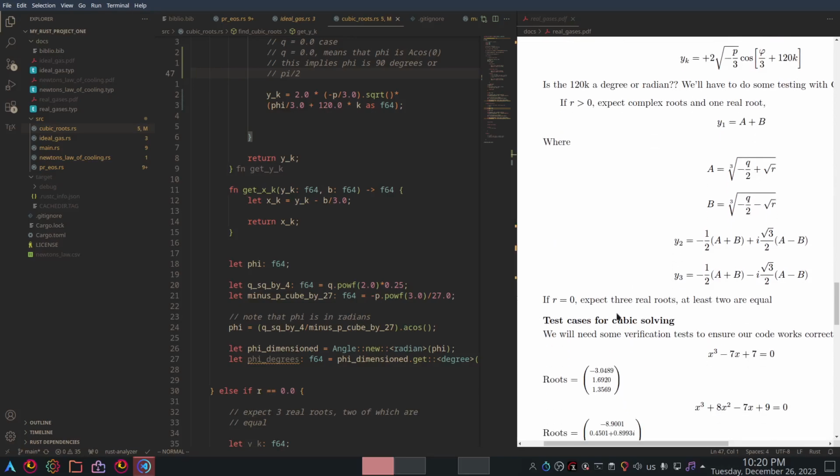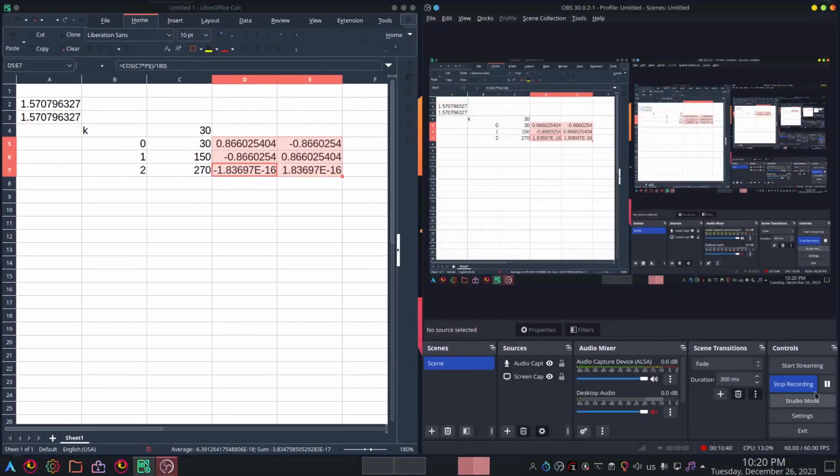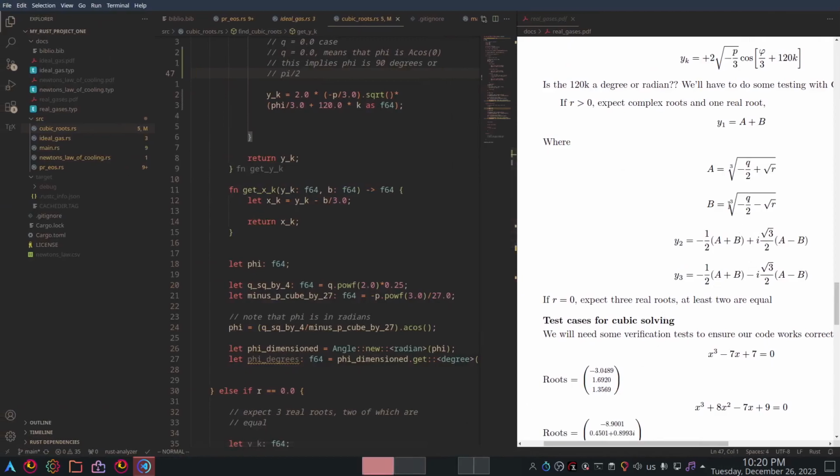Now we'll just move on to other things. Now let's program the case for r equals 0. When r equals 0, we will expect 3 real roots, at least 2 of which are equal.